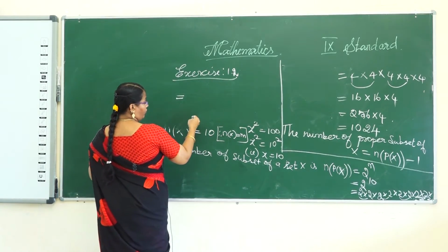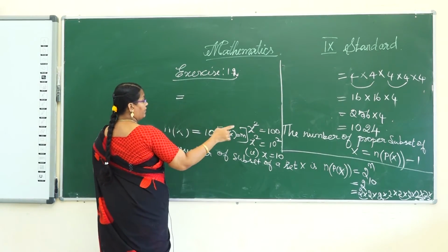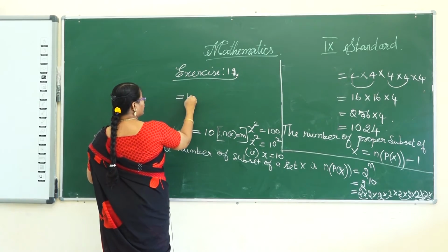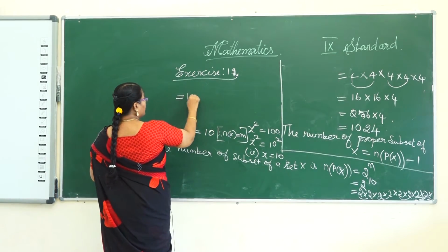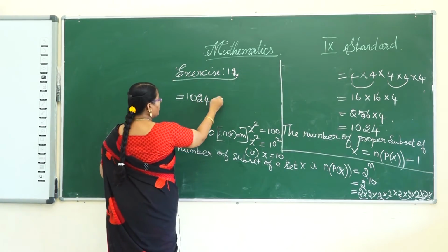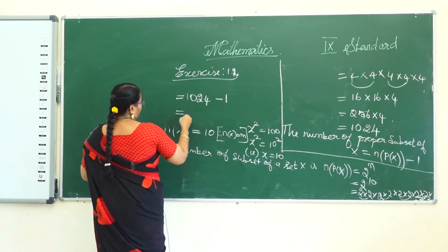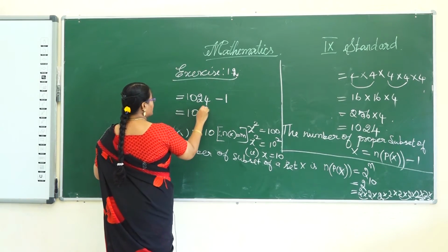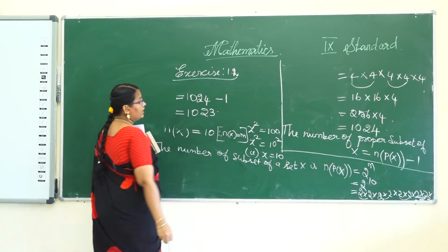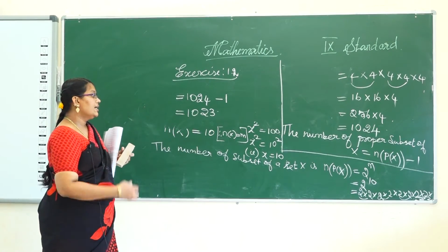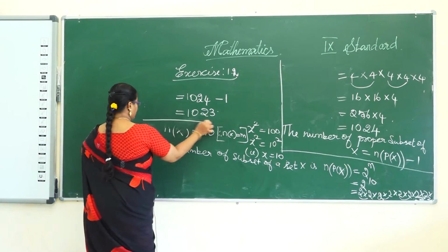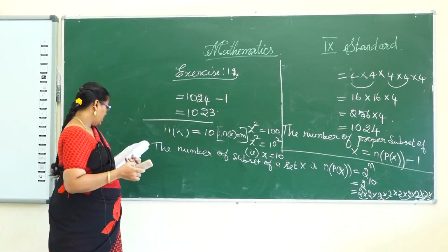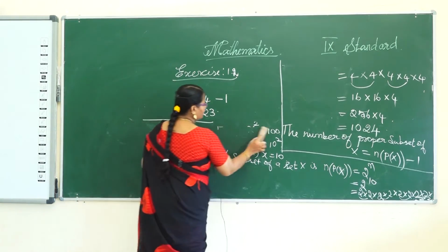So the n of P of x value is already found: 1024 minus 1. Subtracting 1, 1023 is the answer for the number of proper subsets of a set x. That's it. Next, the 9th problem.